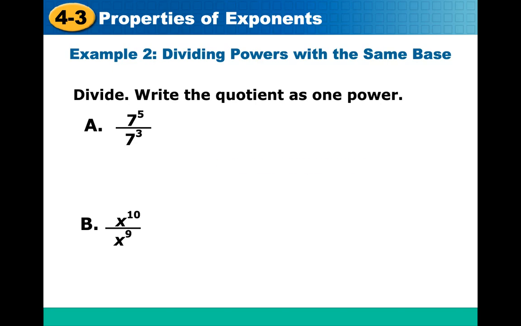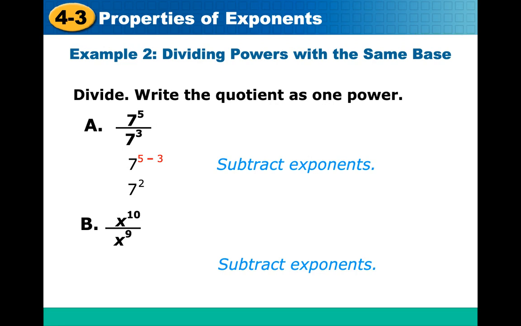Okay, so if you did this, you would subtract your exponents. So 7 to the 5th power over 7 to the 3rd power would be 7 to the 5th power minus 3, which would give you 7 squared. x to the 10th power over x to the 9th power. Again, you're going to subtract your exponents, which would give you x to the 1st power. What do we know about x to the 1st power? It is the same thing as x.